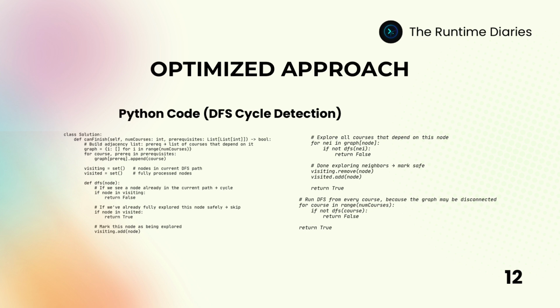Time complexity is O(V + E), where V is the number of courses and E is the number of prerequisite pairs. We visit each node once and traverse each edge once. The space complexity is O(V) for the recursion stack and state tracking.